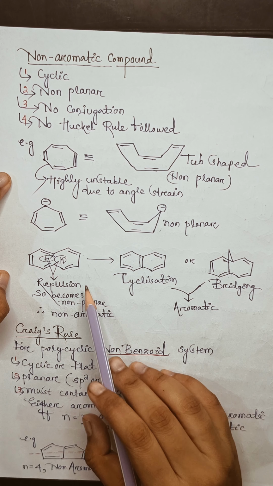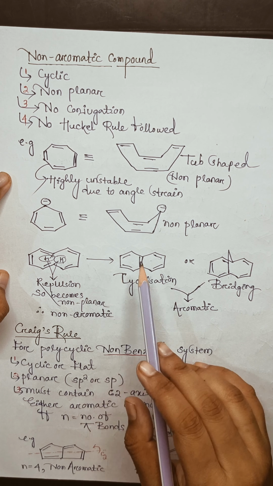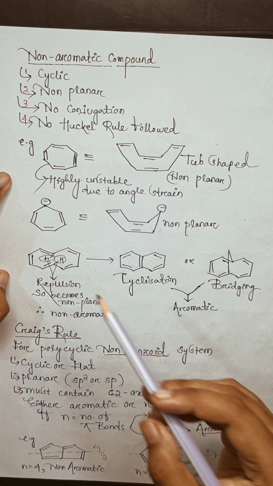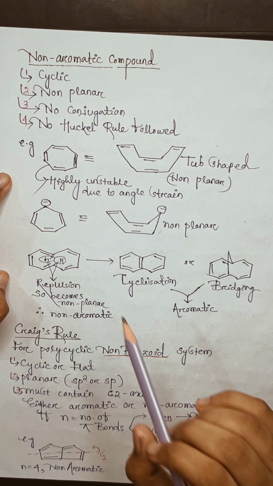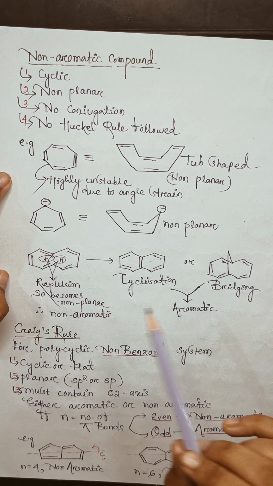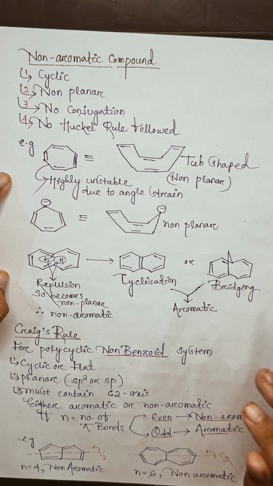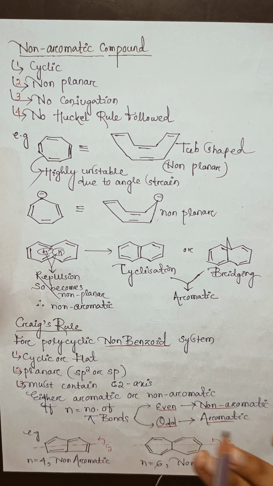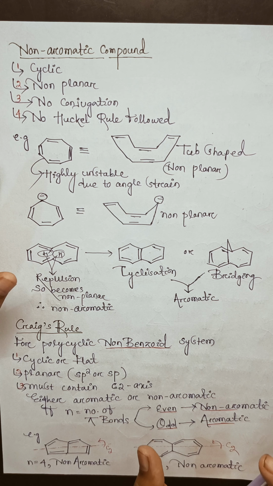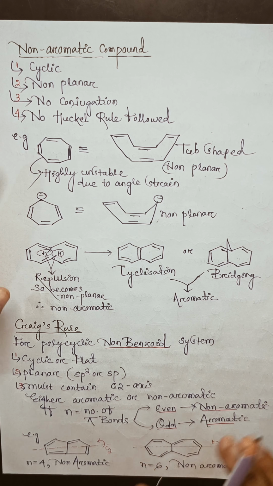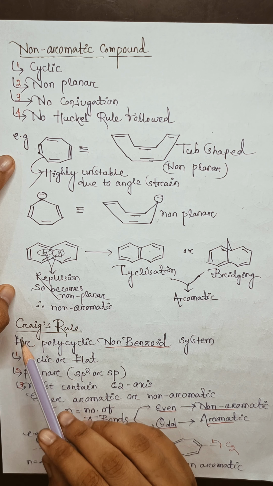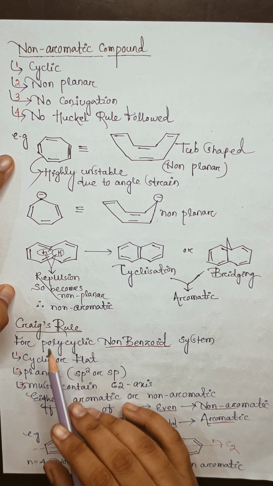To make it aromatic, we have to do 2 things. First one is cyclization. By doing cyclization, it gets converted to an aromatic compound, or by doing bridging. By converting it to a bridge, we also get an aromatic compound. Next, for polycyclic non-benzenoid systems. Benzenoid means benzene-like, non-benzenoid means not benzene. So there is a rule called Craig's rule.